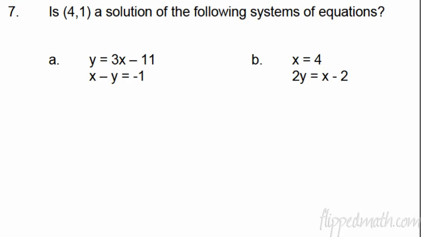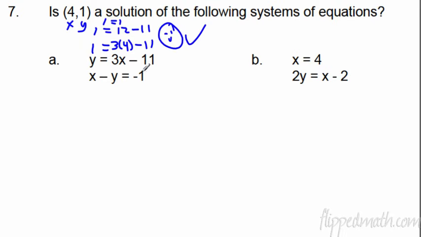Okay, number 7. Is 4, 1 a solution of the following systems of equations? This is so easy. All you have to do is plug this in. So the x value is 4 and the y value is 1. So we just plug it in. Is 1 equal to 3 times 4 minus 11? So you're going to get, is 1 equal to 12 minus 11, or is 1 equal to 1? Yes, it is. So that's a smiley face. We're happy there. But it has to work in both.